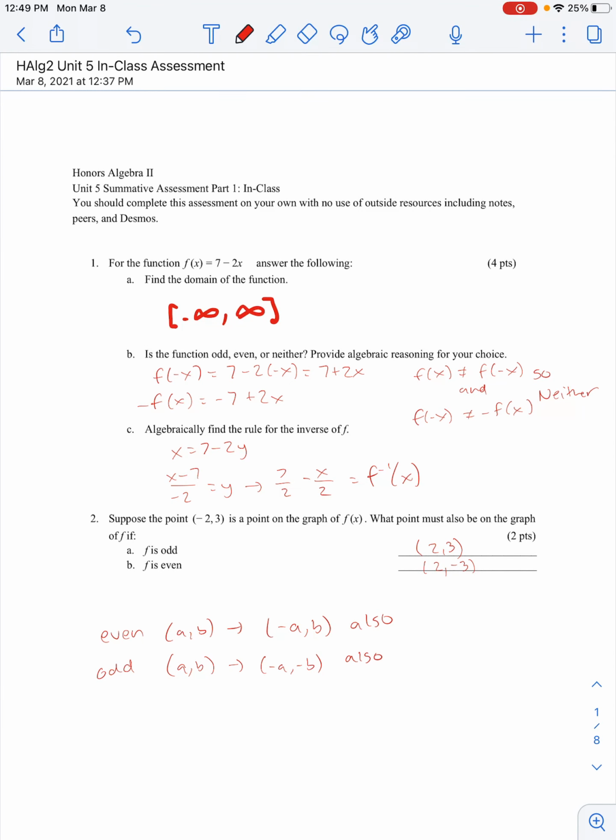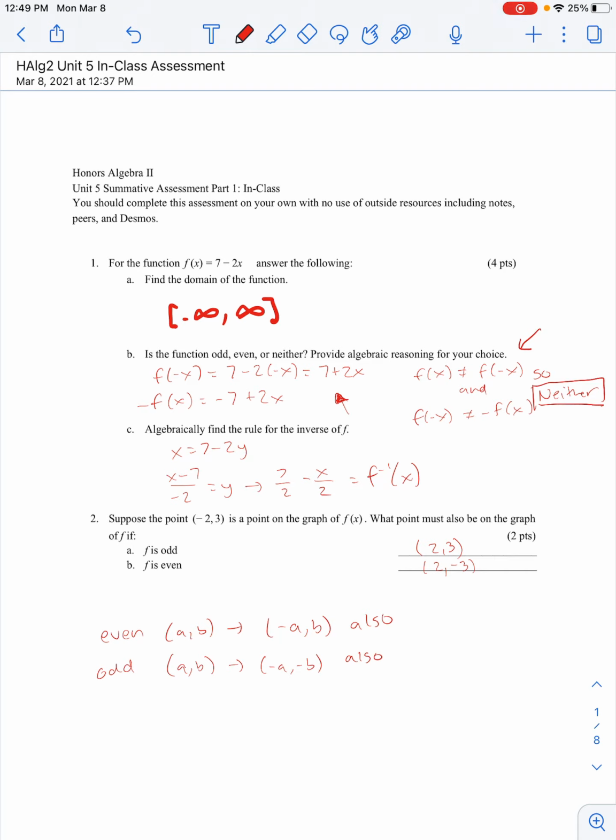Okay, so for 1a, the domain of the function is going to be all real numbers because you can plug in any number for x and still get a value for y. For 1b, you have to check these two rules here. Does f of x equal f of negative x, and does f of negative x equal negative f of x? So I checked them over here. Since neither of those were true, this function is neither odd nor even.